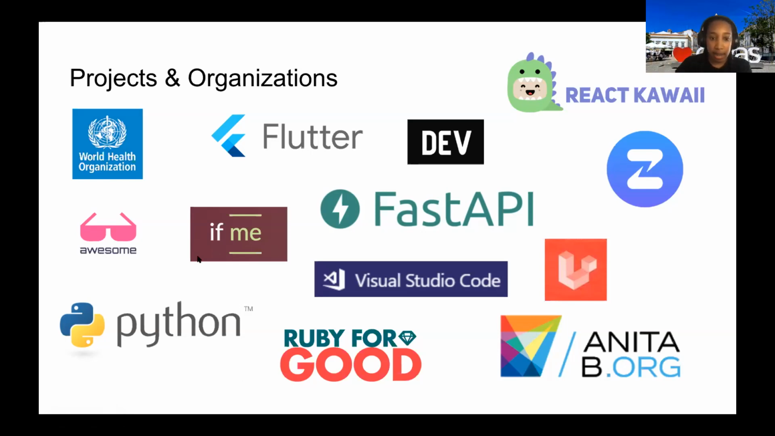IFME is a platform of a community that cares about mental health. Visual Studio Code is a code editor. Ruby for Good is a community that does projects for nonprofits and uses Ruby on Rails. Zulip, a communication platform that we actually use at need to be open source. We used Slack before, and now we use Zulip. This is completely open source. And that's just a few examples. And React CLI is an SVG component library.